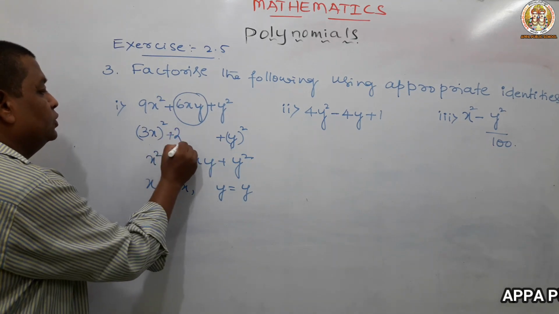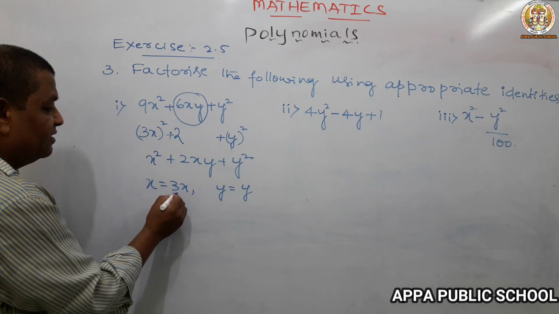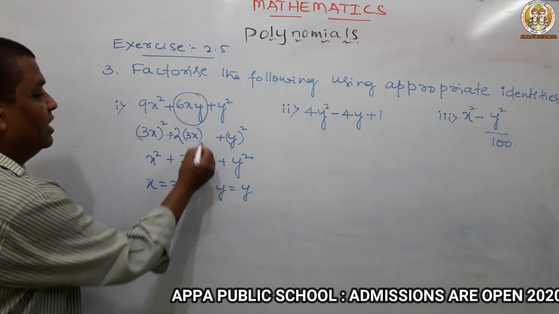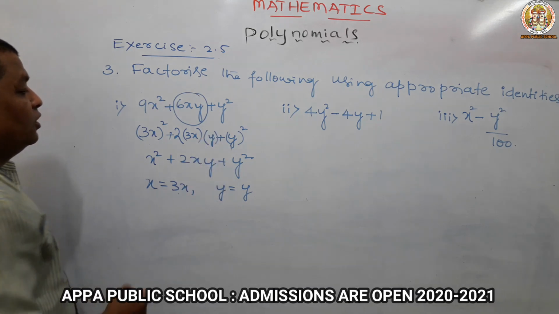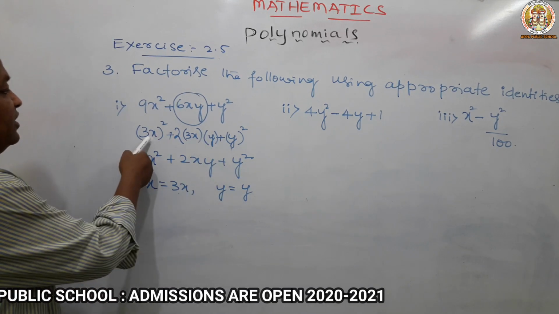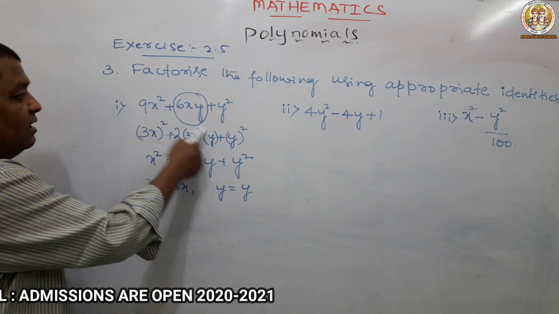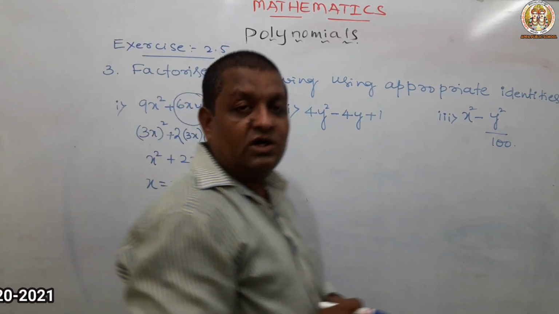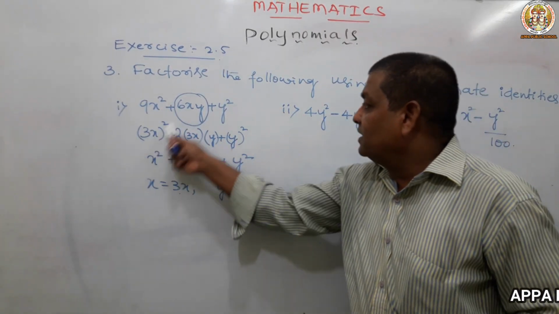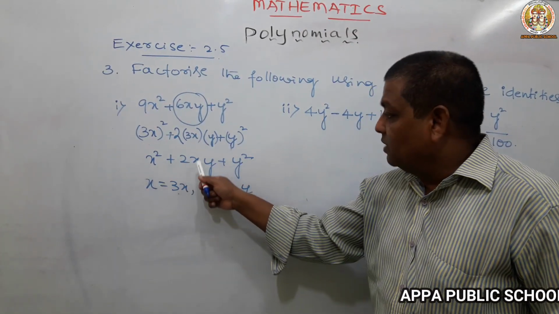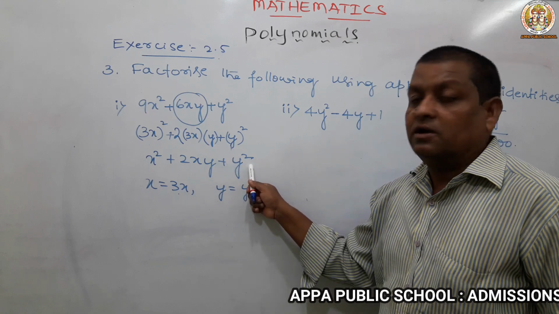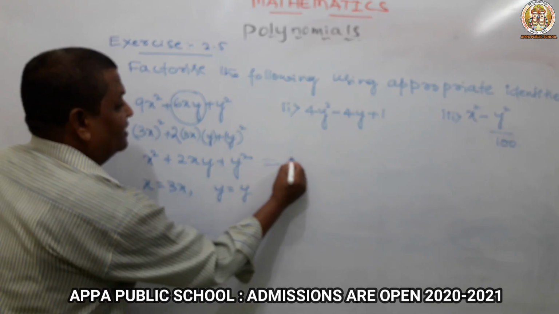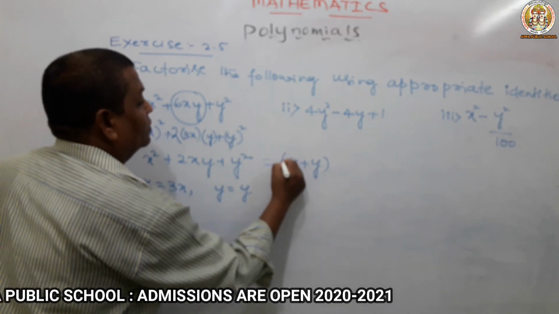See, 2 as it is. What is x? 3x. What is y? y. So you check it: 3x whole square, plus 2 into 3x into y, plus y square. Definitely we got the question as it is, but we split it in the form of x square plus 2xy plus y square. What is this answer? We know RHS to LHS, that is x plus y whole square.